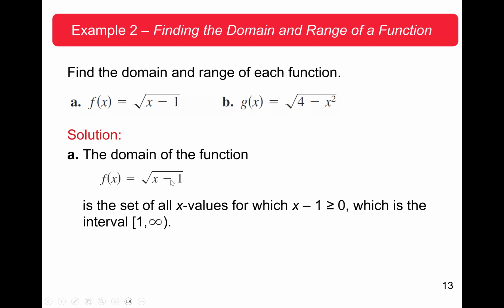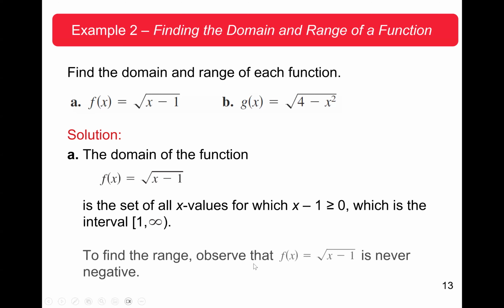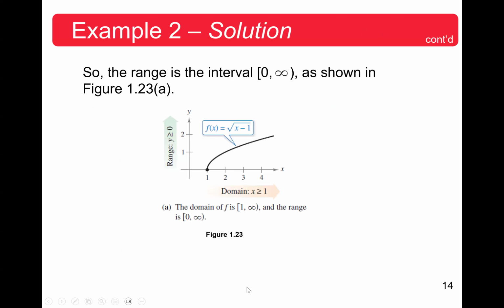So which means if I have 1 minus 1, that is 0. The square root of 0 is 0. 2 minus 1, 3 minus 1, all are positive values. So that will be the domain from 1 to positive infinity. Now, if I have, let's say, 0, 0 minus 1 is negative, the square root of negative 1, there's no solution. So let's look at another example. So the range is the interval. So for the same question, basically they are telling us the range is from 0 to positive infinity. So the graph will look something like this. It cannot be in the negative section.